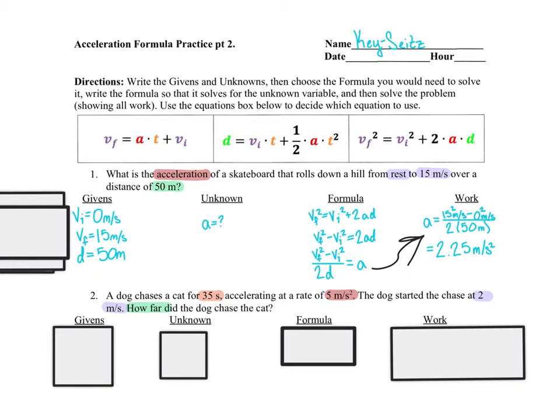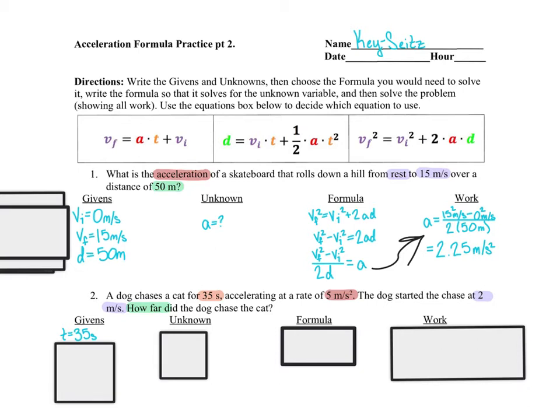Okay, now for number 2. It says a dog chases a cat for 35 seconds, accelerating at a rate of 5 meters per second squared. The dog started the chase at 2 meters per second. How far did the dog chase the cat? Again, I've highlighted all of the important parts of this question, so let's go through from beginning to end. So the dog is chasing for 35 seconds. If we look at that unit of seconds, that tells us that we want it to be a time. So under given, the first thing is time, is 35 seconds.